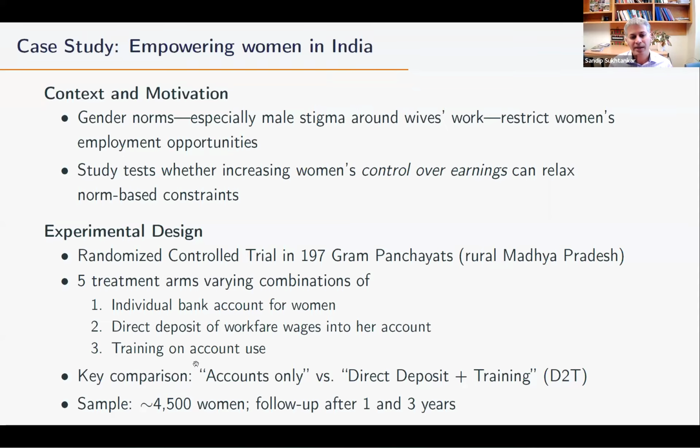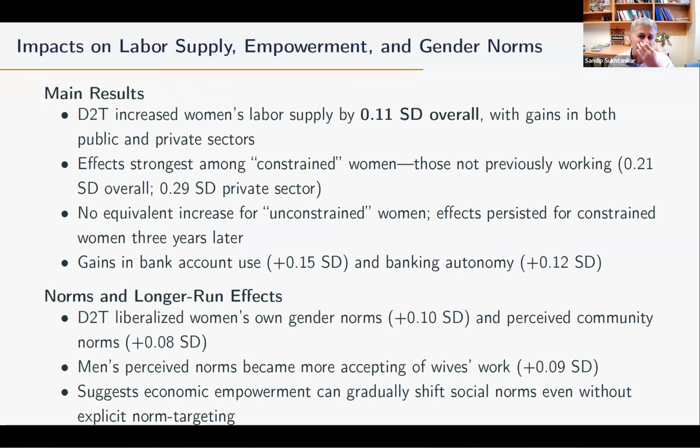Okay. And their main comparison is going to be women who got only the accounts, so you're keeping financial access constant, versus women who got money paid into their accounts and also training on how to use those accounts. Okay. And they have a large sample. Again, it's representative. They do these careful studies and follow-ups after 1 year and 3 years.